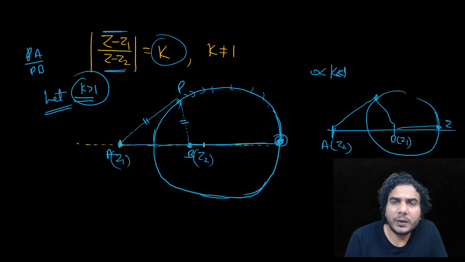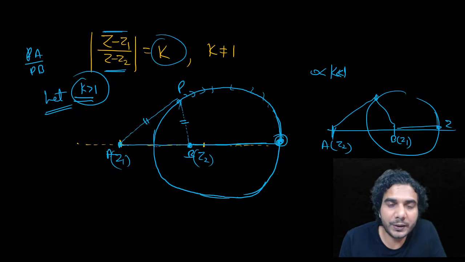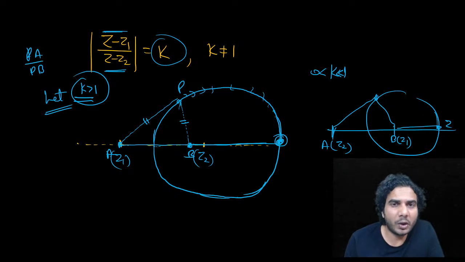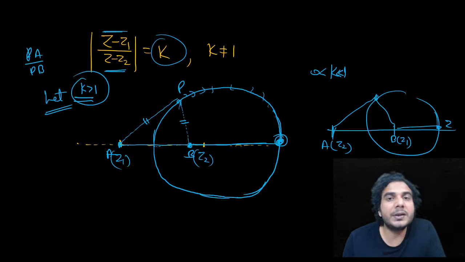And by then, what you can do, you can put x, because this is a very simple equation. You can solve it by putting x plus iy. If you put z is equal to x plus iy, and z1, z2 and k will be given, like k is 2, suppose z1 is 1 plus i, z2 is say 3 plus 4i, just put z is equal to x plus iy and expand it. Take the mod and square both the sides, so you'll get the Cartesian equation of the circle.